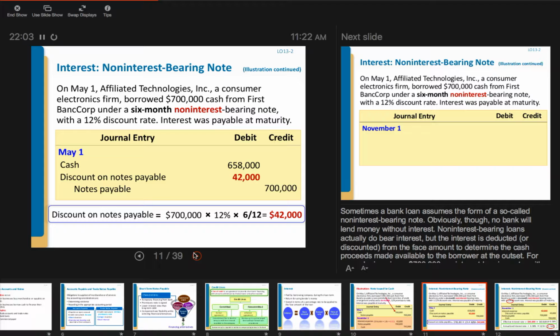Okay, so in this case, we have basically $658,000 being paid to us, as that's the amount that we're borrowing, and we're paying back $700,000. So we're paying back $42,000 more when this is all said and done at the end of 6 months than the amount that we were loaned. So again, you can see there that you are paying for the loan. You're paying $42,000. It's just being called a discount there instead of being called interest.